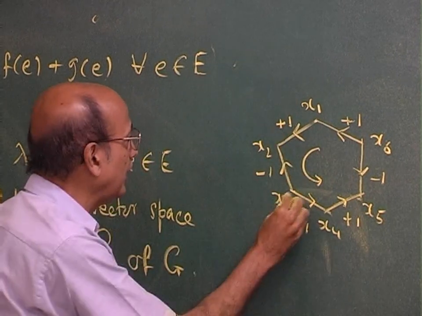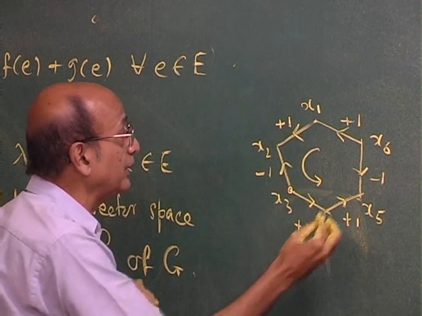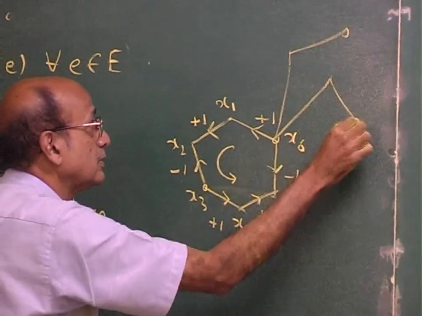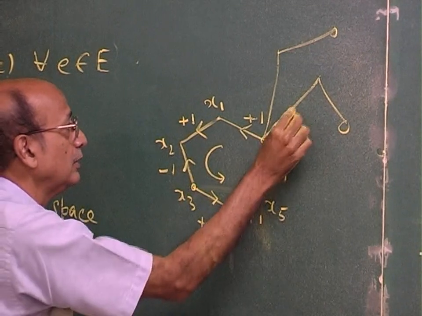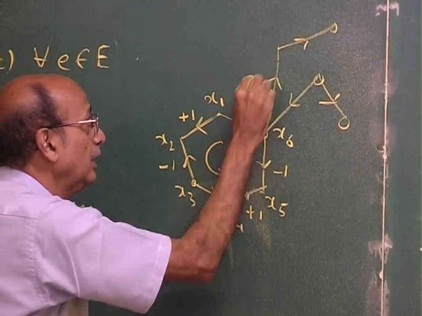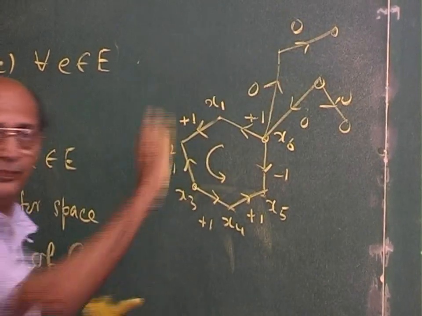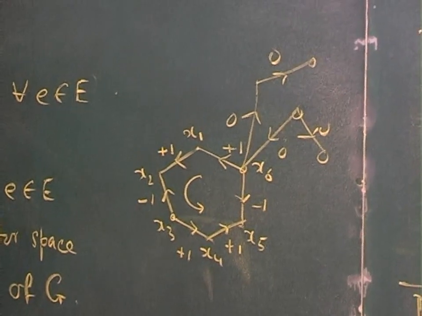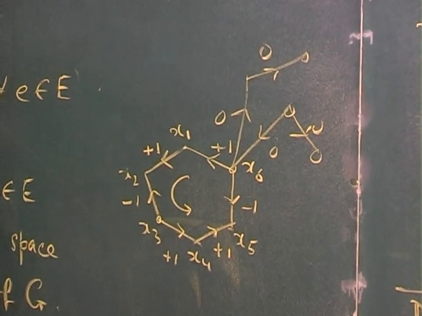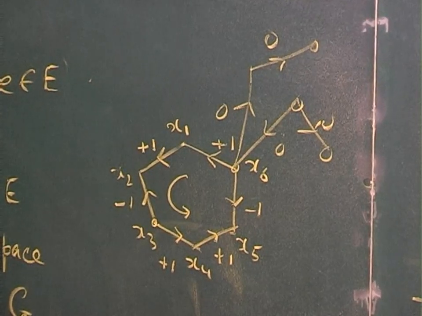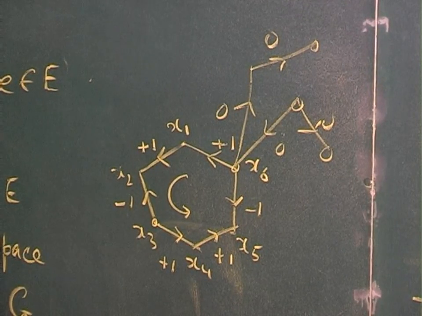What do I do with other edges? This is only part of that graph. This is not the whole graph. There are other edges there. What do I do with these other edges irrespective of whatever direction? I just put a 0. Does not matter. Okay, so I focus only on this cycle. My claim is this is a circulation.